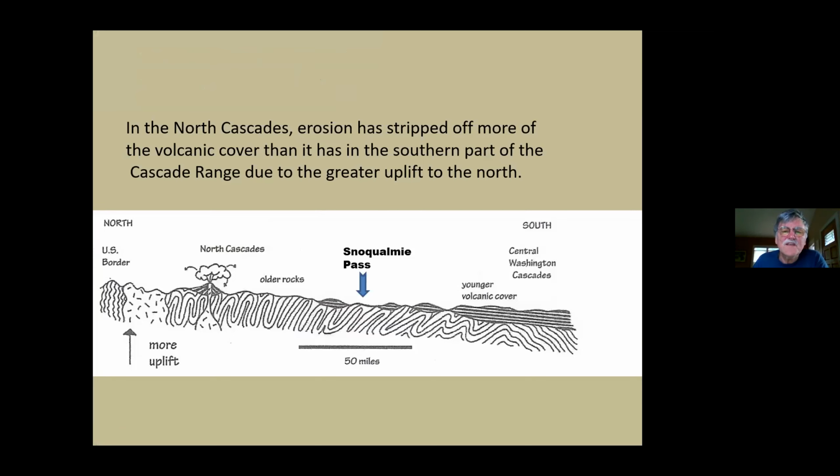So we see a tremendous difference between the North Cascades and South Cascades. Right about Snoqualmie Pass, it's like a pivot point. We had more uplift in the north than we did in the south. When you have more uplift, you have more erosion because water runs faster and just erodes more. So that's why we can see a lot of that old original rock that came in. But in the South Cascades, we have all this volcanic cover. And that's why, since I was a kid, I always thought of the North Cascades as being much more dynamic. That's the reason: there's more uplift in the north.